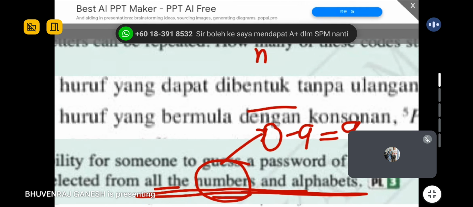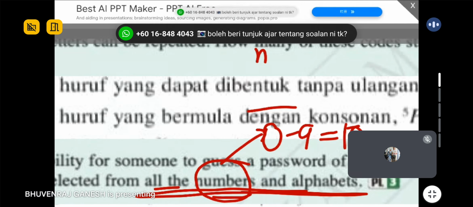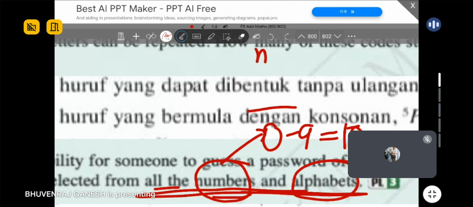Okay? Clear guys? So, sorry. It's not 9. The answer is 10. 0 to 9 is actually 10. Sorry. Okay, 9 plus 1. Because if you count and see, kamu boleh kira lah 0 sampai 9. You will get total of 10. Okay? How about alphabet guys? Berapa abjad kita ada? Total.